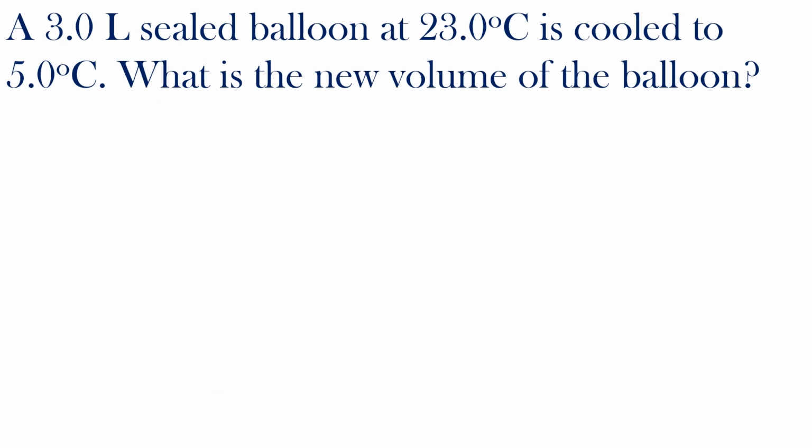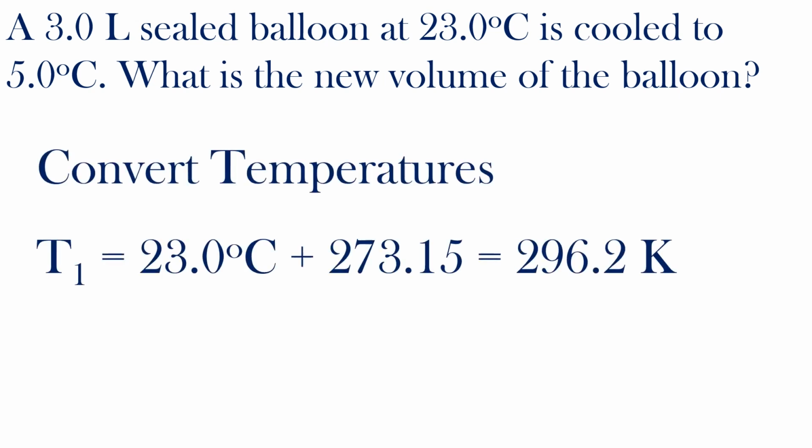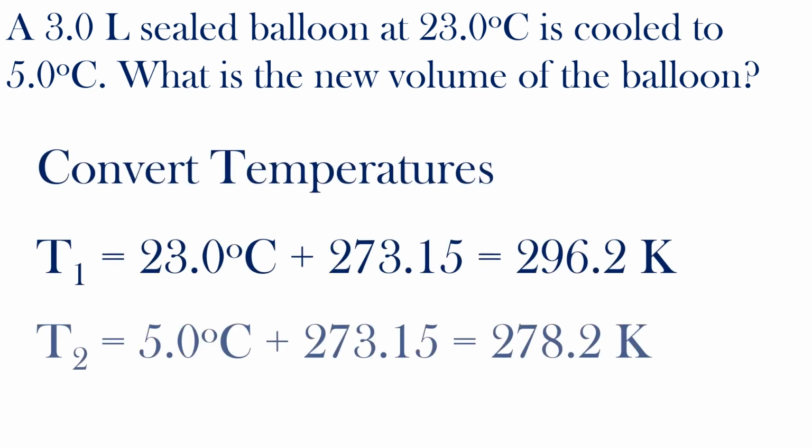In this example, a 3.0 liter sealed balloon at 23.0 degrees Celsius is cooled to 5.0 degrees Celsius. What is the new volume of the balloon? The first thing I'll notice is that I'll have to convert the temperatures. I'll first convert the temperatures to Kelvin by adding 273.15 to each Celsius temperature.